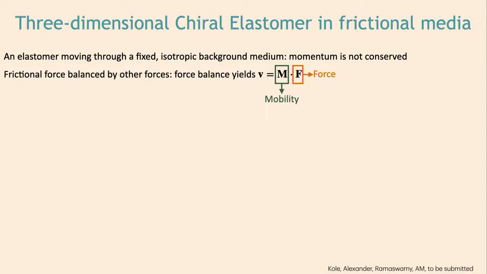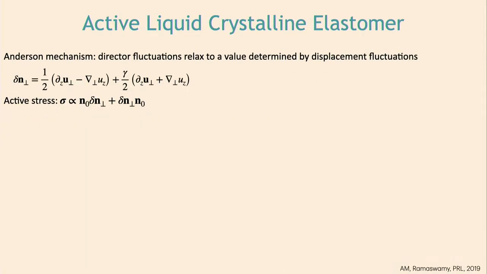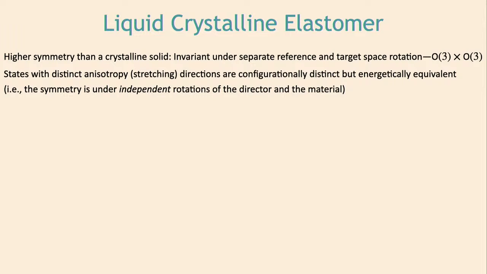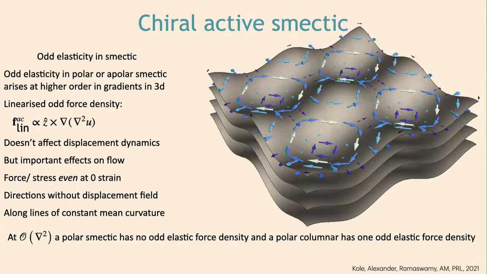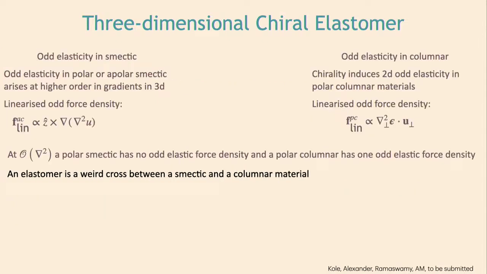Okay, so now what I'm going to talk about. Oh, sorry, I needed to say one thing. Yes, 5 minutes, okay. Liquid crystalline elastomers have a higher symmetry than usual. It has an O(d) cross O(d) symmetry. Usually if you have a solid, it has a symmetry under rotation in space. This has a symmetry under independent rotations in target space and reference space. So it has a higher symmetry, okay? That will matter. That's why I wanted to point that out.